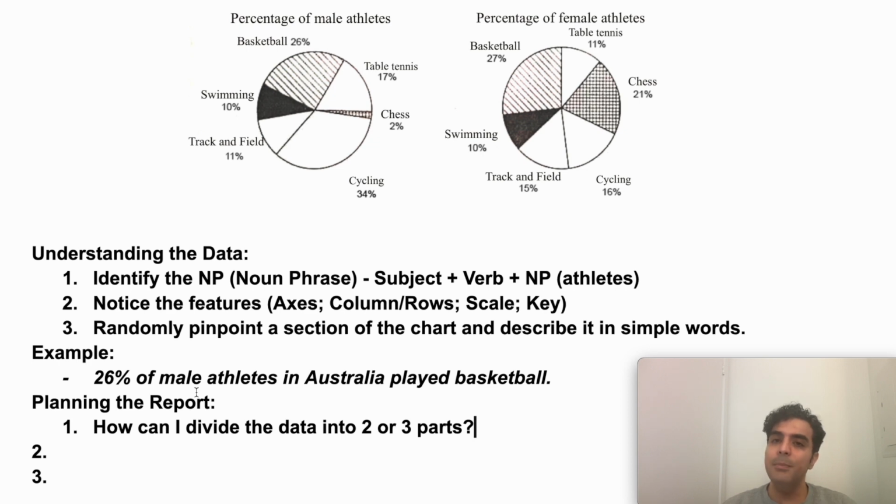And the answer is simple. These will form your body paragraphs. So if you can logically divide the data into 2 parts, then you're going to have 2 body paragraphs. If you divide the information into 3 parts, then you're going to have 3 body paragraphs.